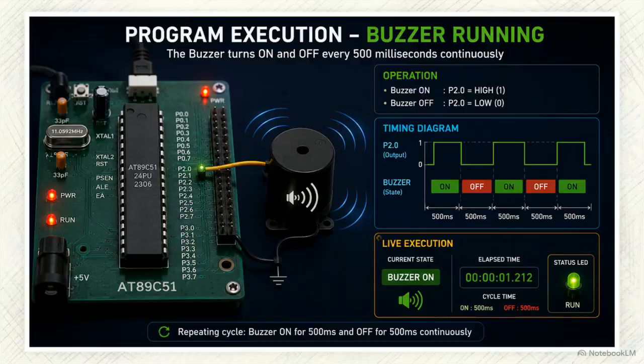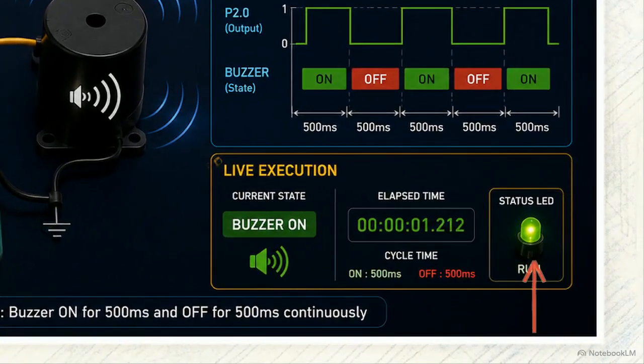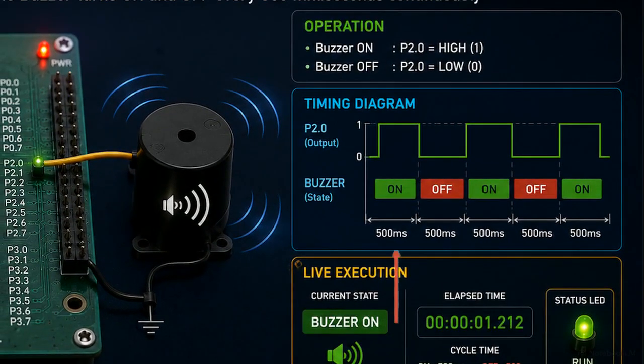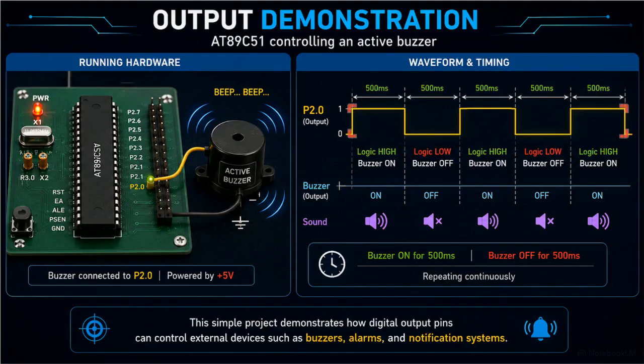Let's power the board and check the real-world execution. You can verify the system is processing by checking the status indicators. The Run LED is lit, and the elapsed time clock confirms our main loop is active. Look at the timing diagram. The physical sound output perfectly tracks the digital waveform, hitting a strict 500 millisecond cadence. This basic mechanism is exactly how digital output pins manage warning alarms, microwave timers, and notification systems across consumer electronics.